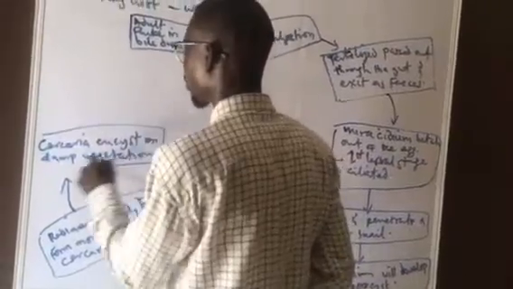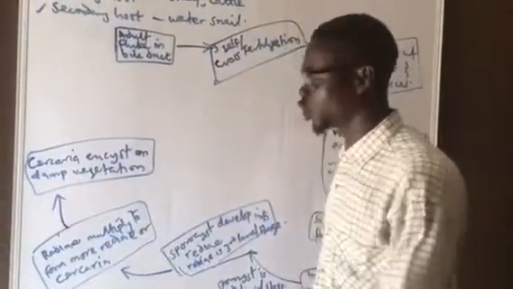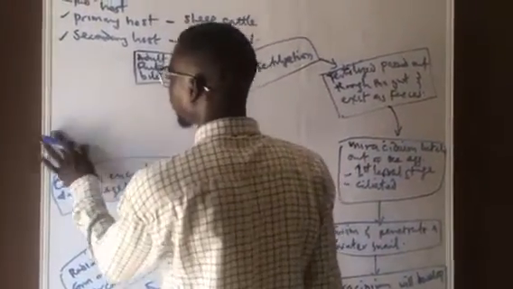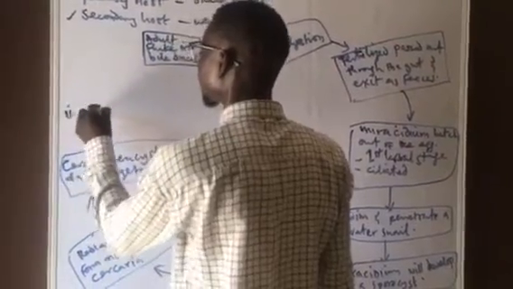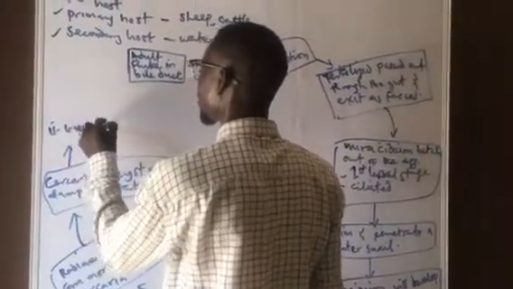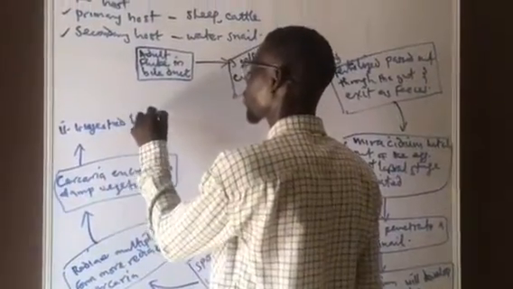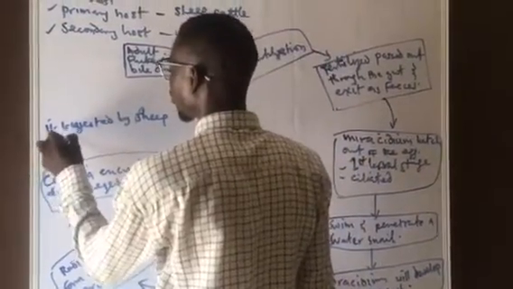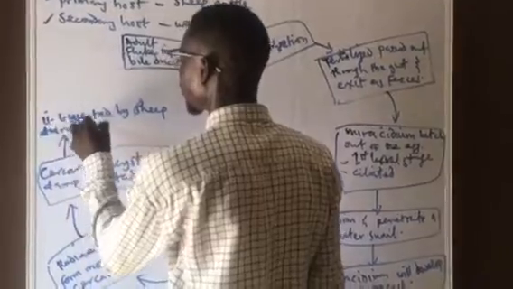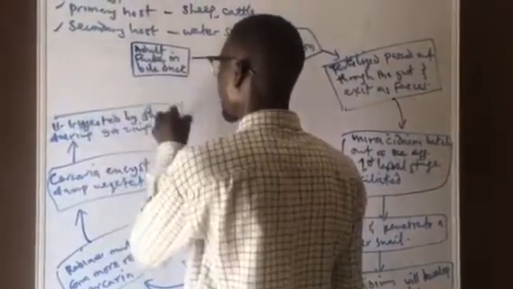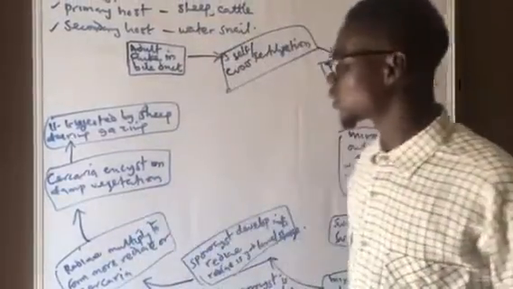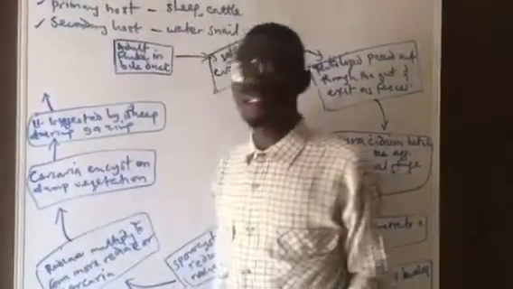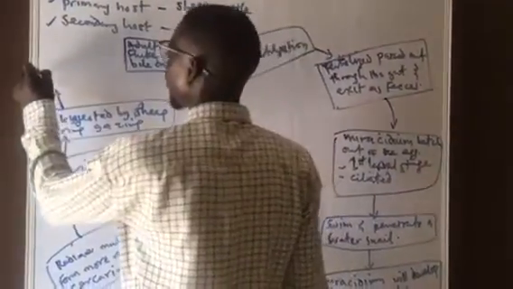So the cercaria are picked up by farm animals when they feed on vegetation. It is ingested by cattle, or let's say by sheep, during grazing. So when the sheep feed on grasses, the cysts of the cercaria are being ingested. So this cercaria will excyst when it gets to the digestive system of the sheep.